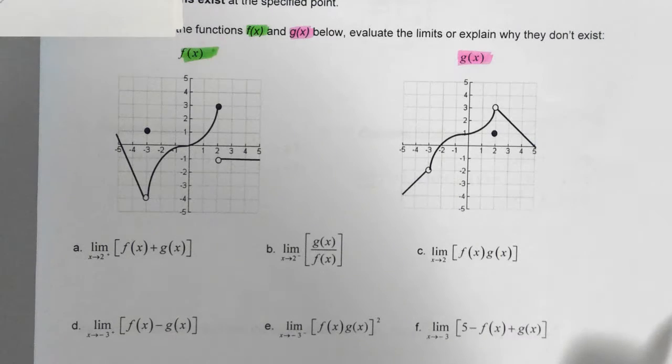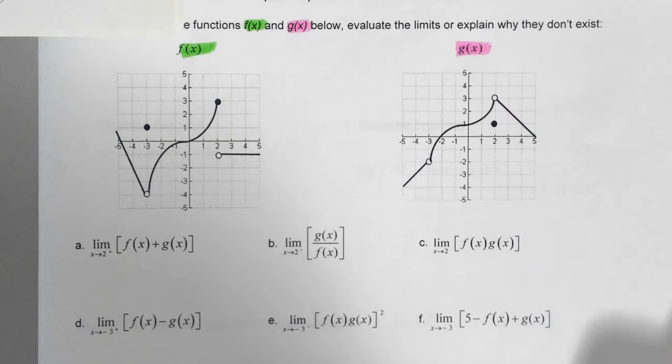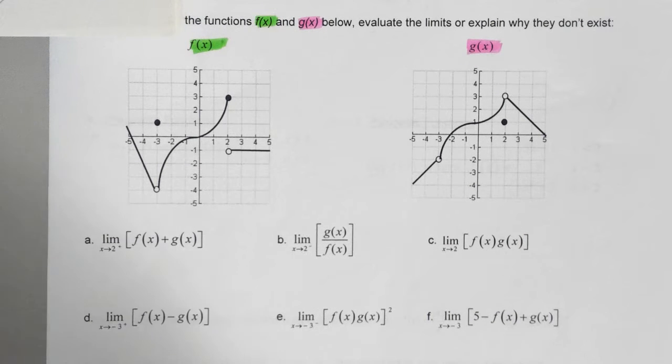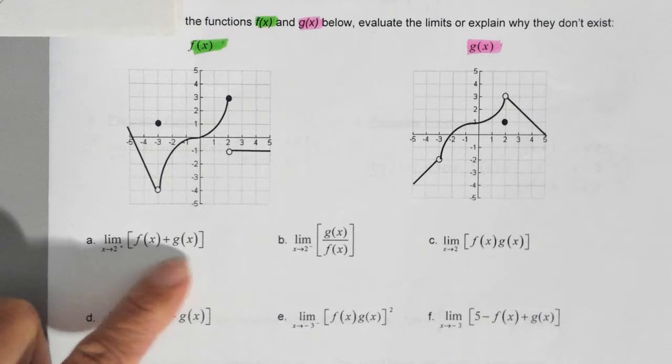All right, so we're going to take a look at A. I'm not going to do every single problem here. The ones that I don't do, I'm recommending that you go back to, whether it's now or later, and complete them. So in A, it says we want to find the limit as x approaches 2 from the right of the sum of f of x and g of x.